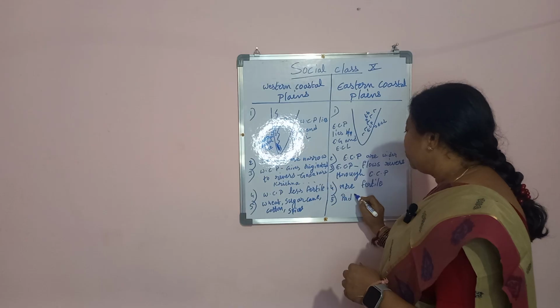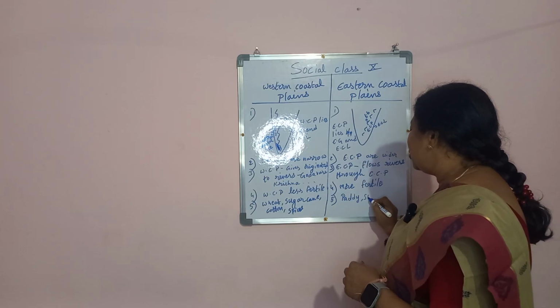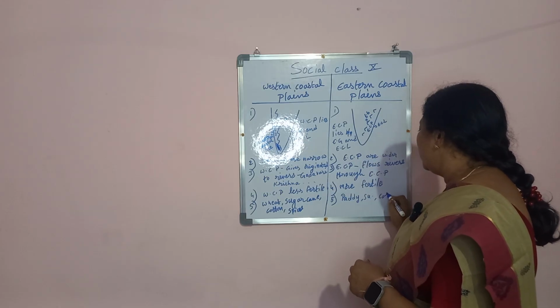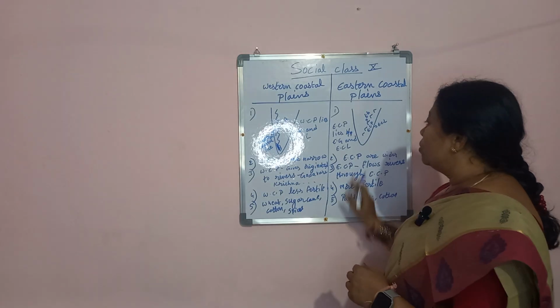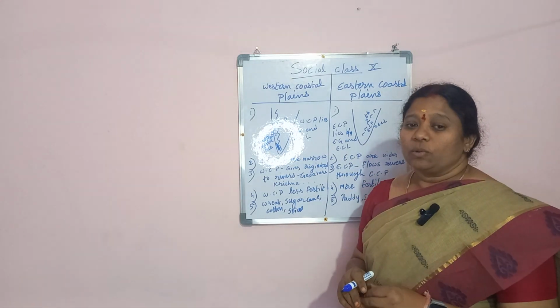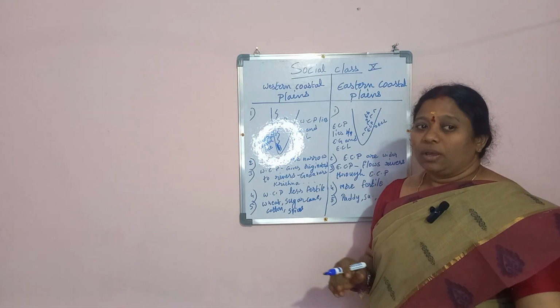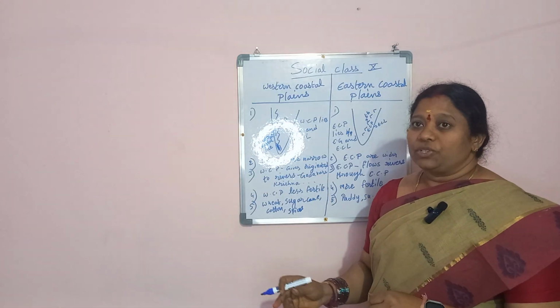And when it comes to eastern coastal plains, we can observe the cultivation of paddy, that means rice, and after that sugarcane, and next cotton, and other pulses also we can cultivate in eastern coastal plains. Understood? In eastern coastal plains.